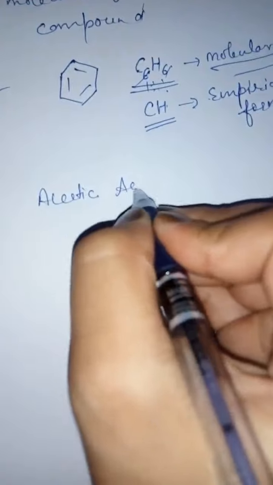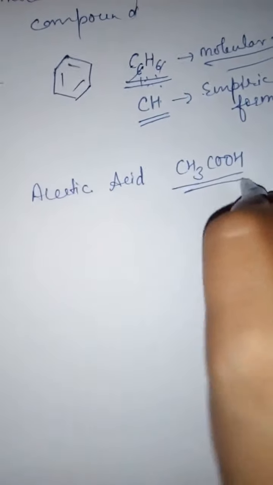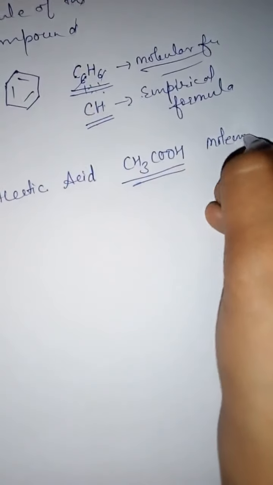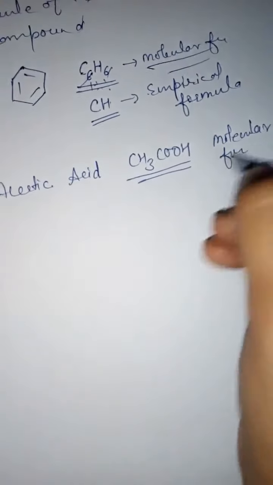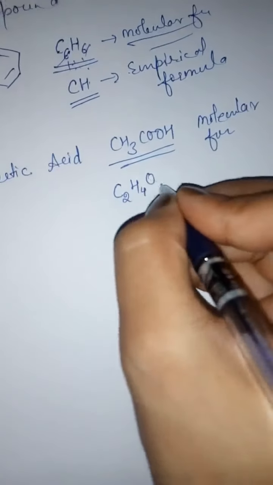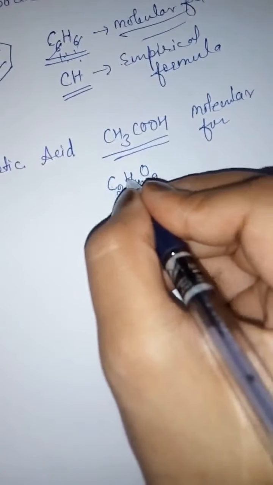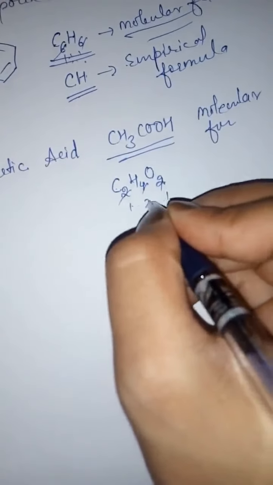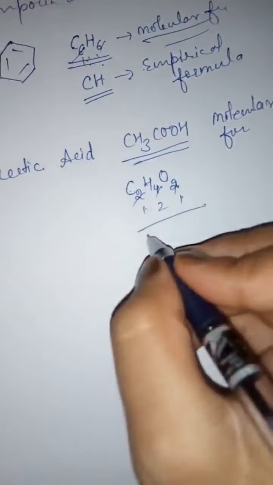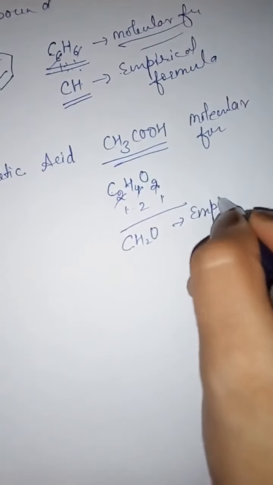Let us take another example. Acetic acid, that is CH3COOH. This is the molecular formula. You can write how many carbons are here: 2, hydrogen 4, oxygen 2. So simply, you can write that carbon, hydrogen, oxygen are present in 1:2:1. That is, we can write CH2O. This gives the empirical formula.